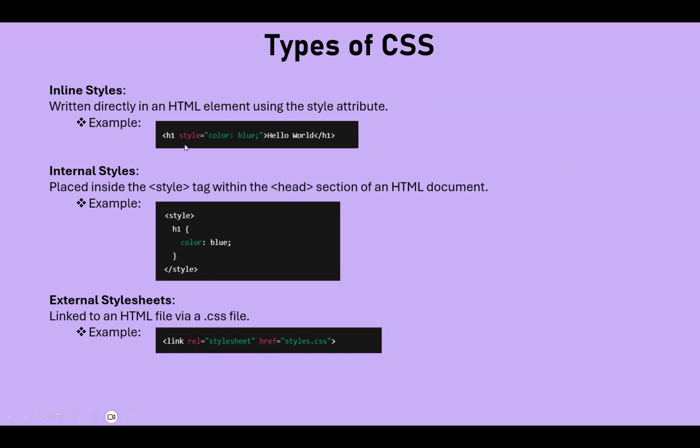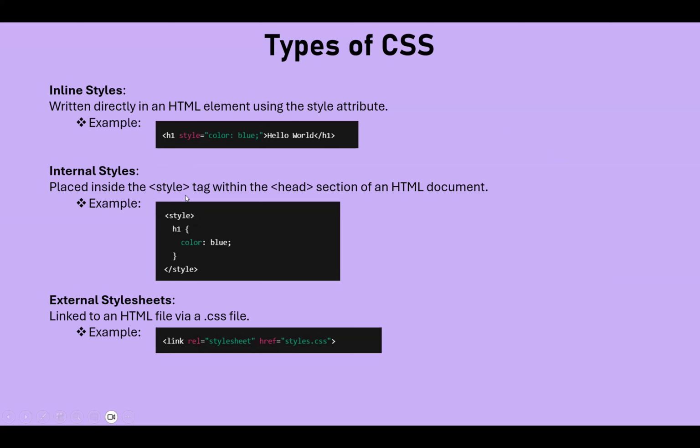So inline CSS, you write it directly on the element. So let's say I want to style this H1 now. I will write the style right inside here. And this is the syntax. Style is equal to color, colon, blue, semicolon. And then you close. That's it.